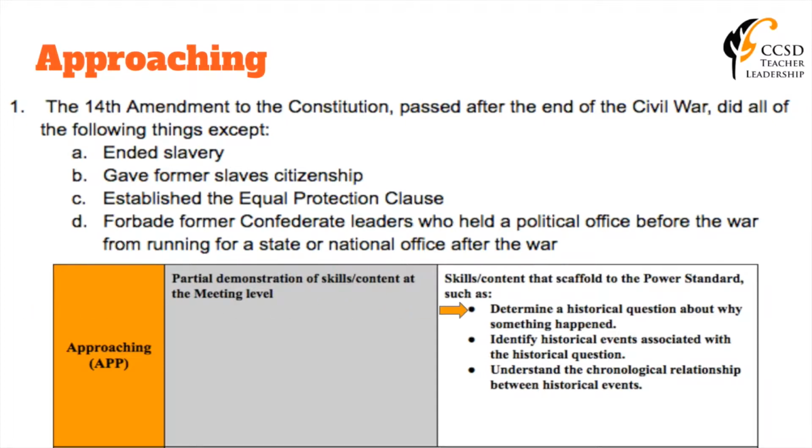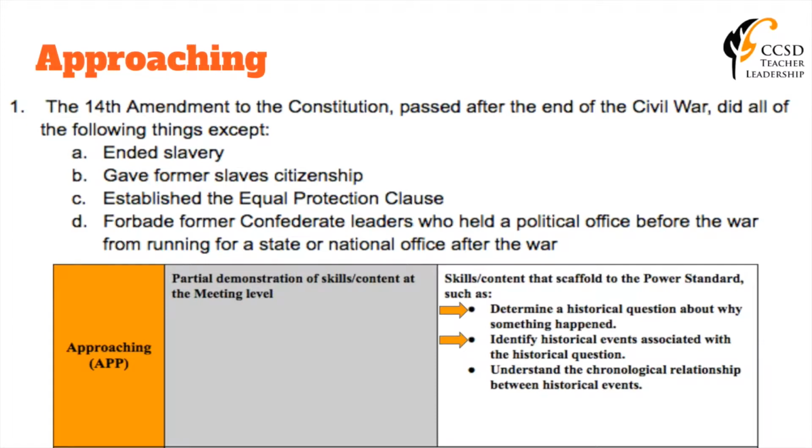First, students are asked to determine a historical question about why something happened. In our question, students will have to think about what impact did the 14th Amendment have on U.S. history. Second, students will need to be able to identify historical events associated with the historical question. Students will need to be able to think about the Civil War, which happened before the passage of the 14th Amendment, and Reconstruction, the period in which the 14th Amendment was passed.